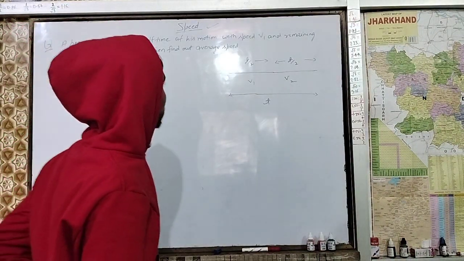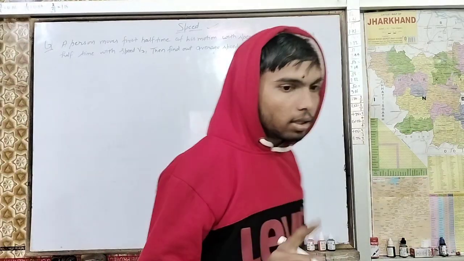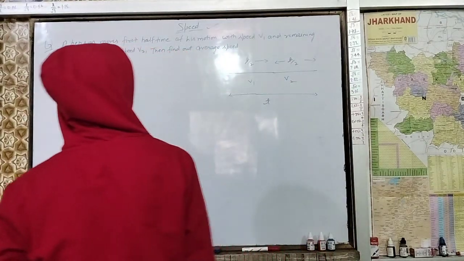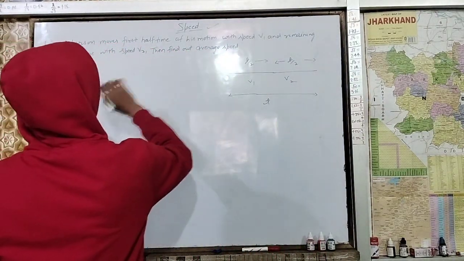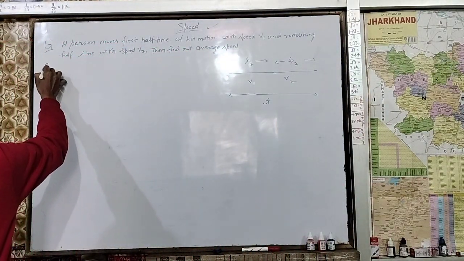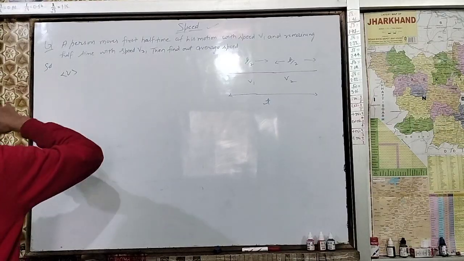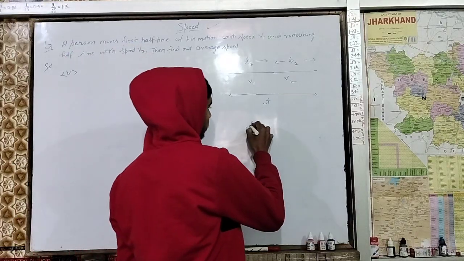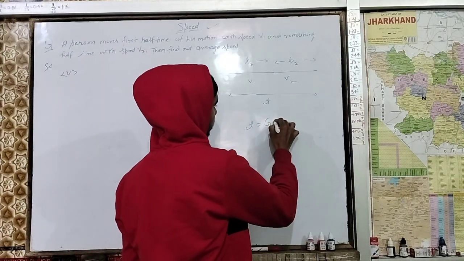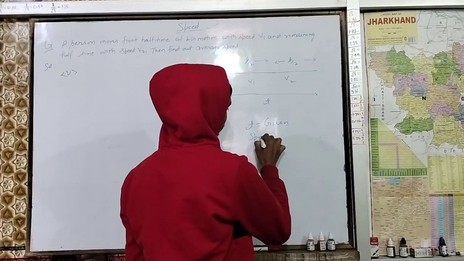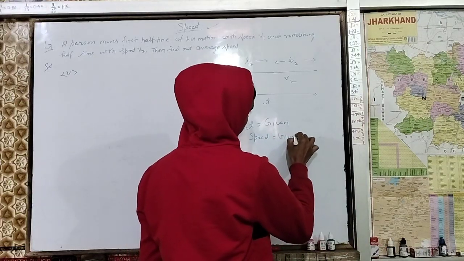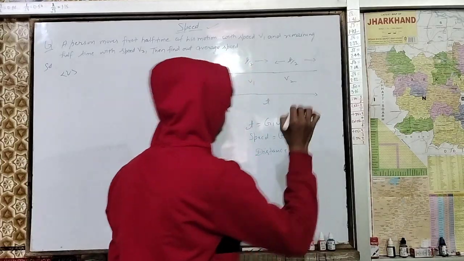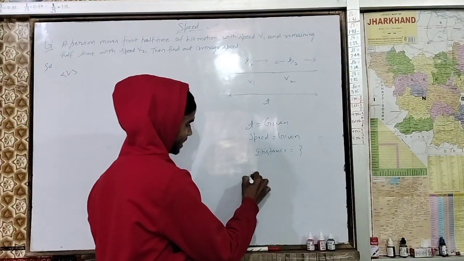Then we find the average speed. First of all, which type of speed is it? You would say non-uniform speed. The question is asking average speed. Time is given, speed is also given, but distance is not given. So how to calculate distance?